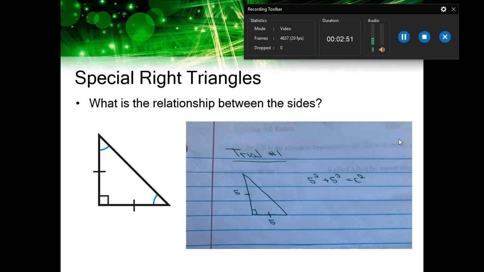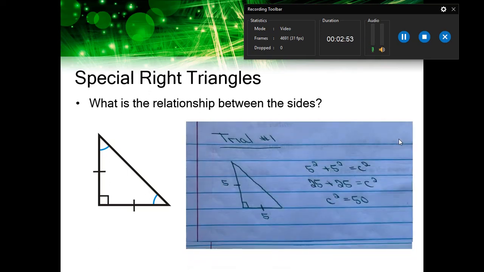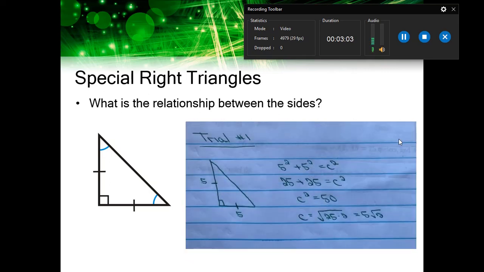So I'm going to go ahead with my calculations, and I'm going to go ahead and square root. 50 is not a perfect square, so I will have a square root radical in my answer of 5 radical 2. Well, this first example really doesn't show me what the relationship is, so let's go ahead and do another trial.